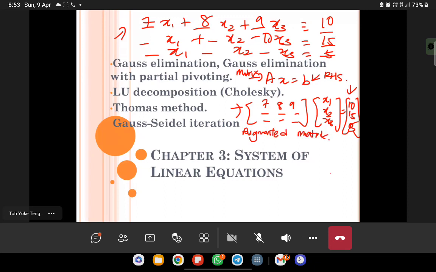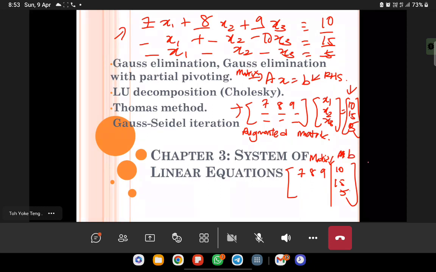So what is the augmented matrix? Augmented matrix means that you just combine the matrix A and the right hand side, and separate them using a line here. So this part is the matrix A, this part is the right hand side. This one we call the augmented matrix. My writing is terrible. Okay, augmented matrix.